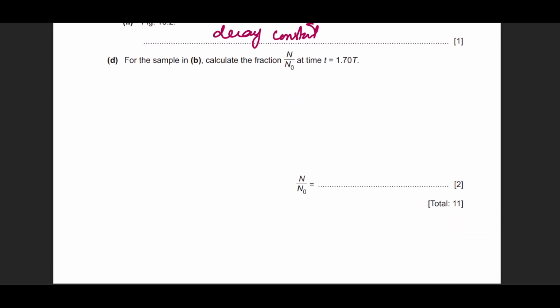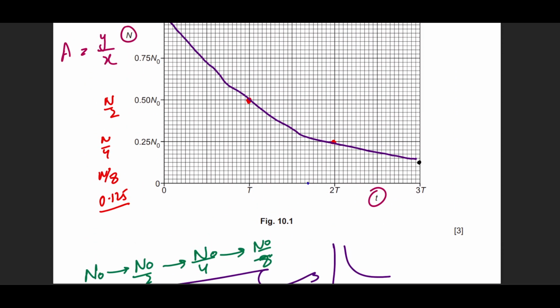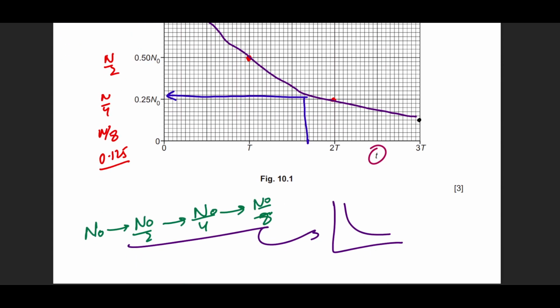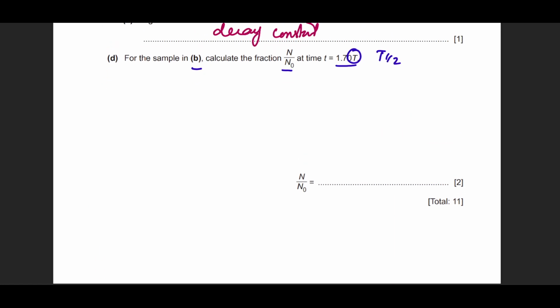Now he says to find these values at this location. For sample B, find the fraction n by n naught when time t equals 1.70 T. Now T, please note, is the half-life. We want to calculate the fraction. That would be approximately up to this point, 1.7, let's say. This is just a prediction. Don't do this. We have to do this mathematically. He says calculate, so I don't think he expects you to pick this up from the graph.